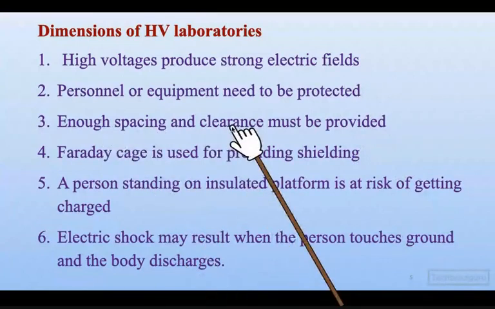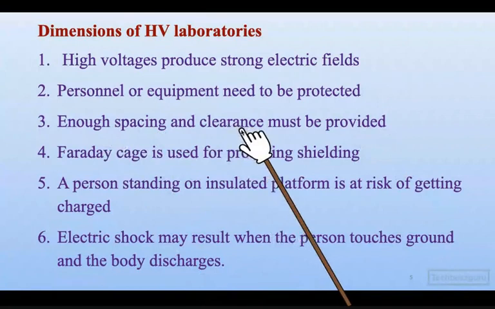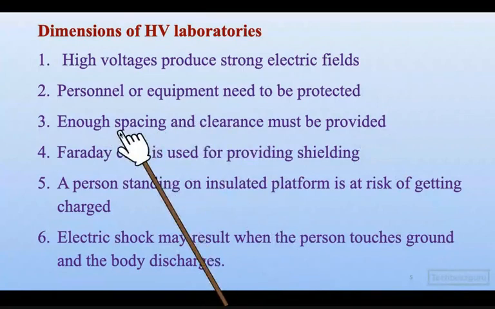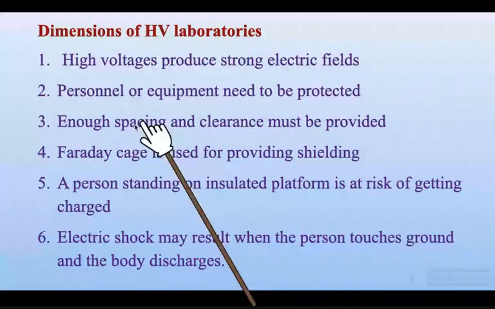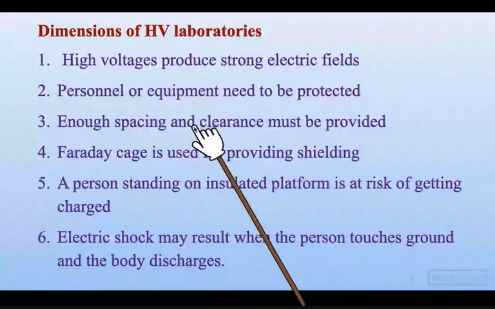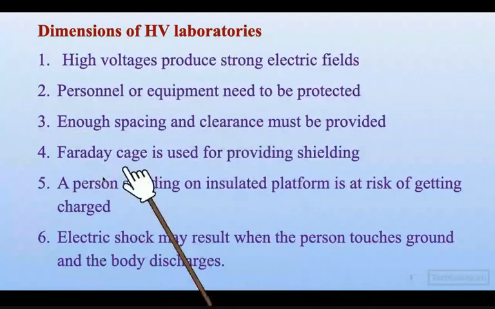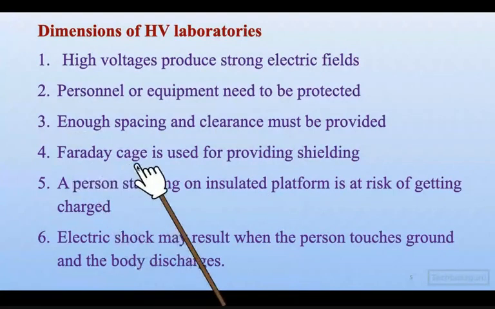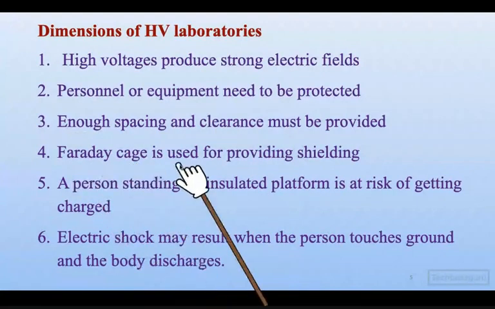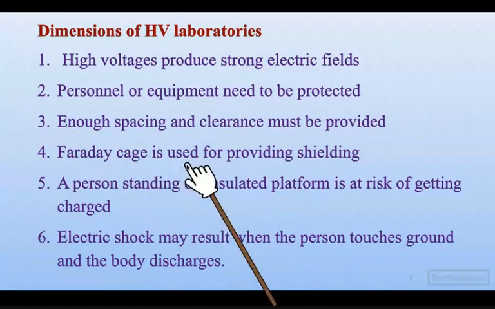So the second line of defense against this electric field, I must say not the second line, rather the first line. The second line is the spacing and clearance. The first line of defense is a Faraday cage. We are going to see how the Faraday cage looks in some photographs at a later stage.